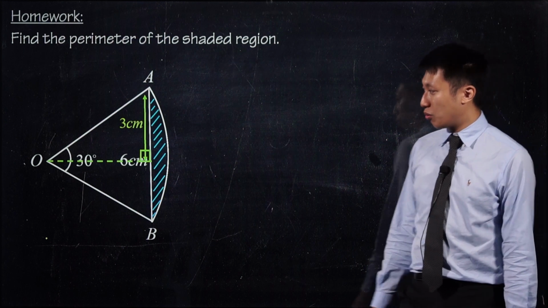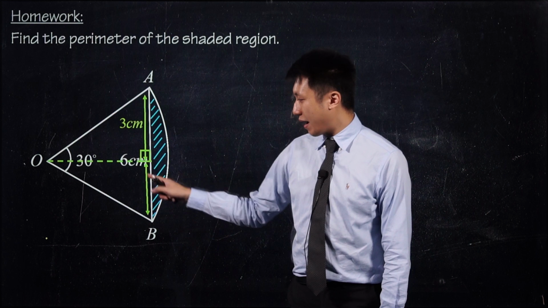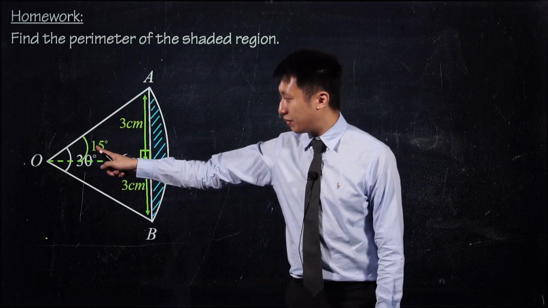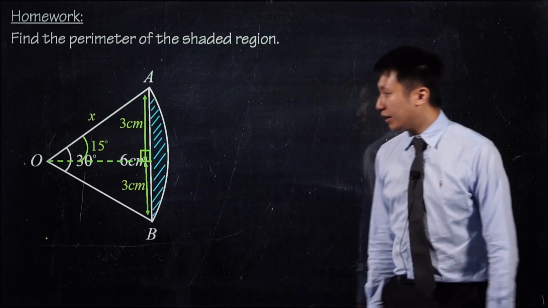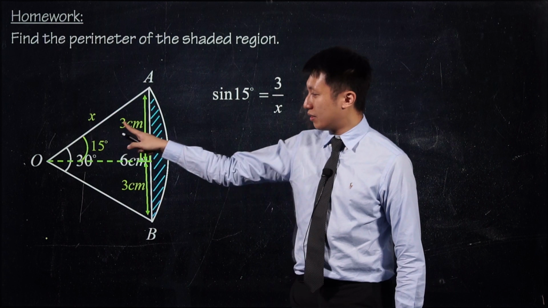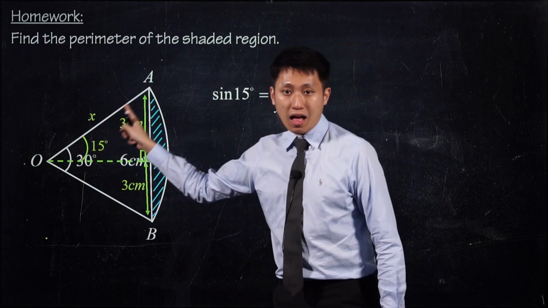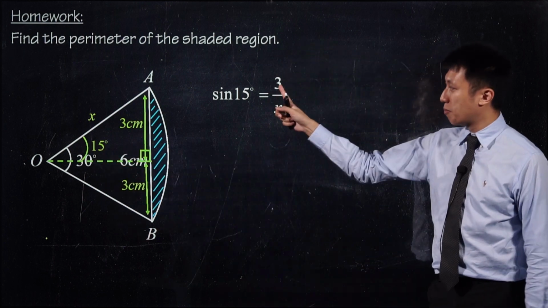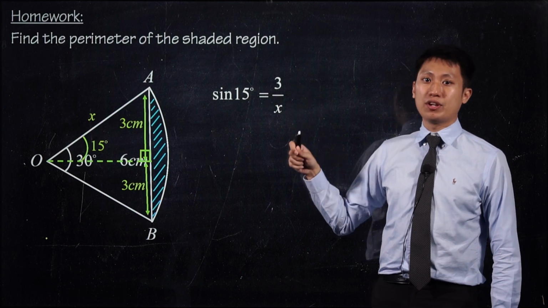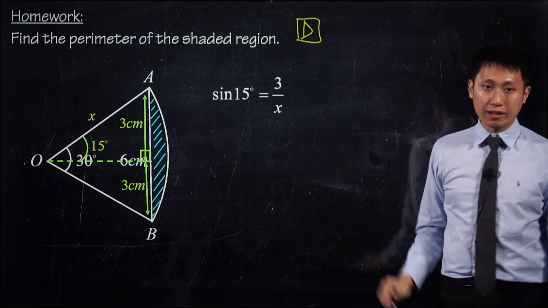Then now, what is needed? Needed is this one. I have this one, I have this one, so I need that one. This is 15 degree, that's x. Okay, and we can start doing it. We have the degree and we want the hypotenuse. So it's still opposite over hypotenuse. Now it's 15 degree here.